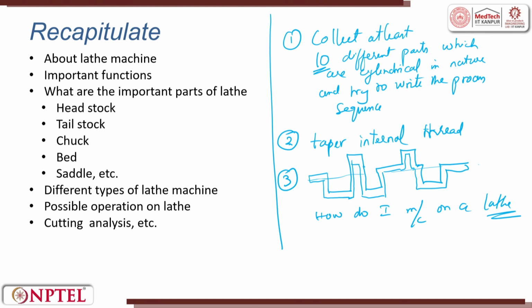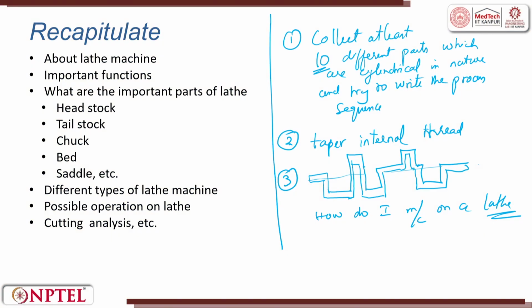Well, friends, before I wind up, the recap of this lecture: what we have done till now is, first we tried to understand about a lathe machine, then important functions, then the major parts in a lathe machine, then different types of operations in a lathe machine and different types of lathe machines. Finally we did some cutting analysis, wherein we tried to identify process parameters which can be used for machining, and finally we equated all these process parameters with respect to time. So, we found how to calculate the machining time.